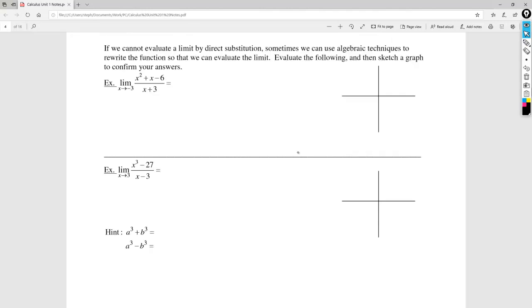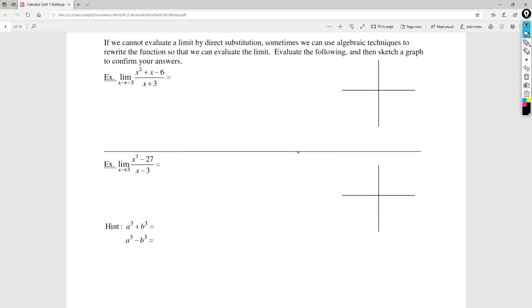Okay, so sometimes we will have to use algebraic techniques to solve my limit. Sometimes you will not get something good if you plug in negative 3. And this is something that we've actually talked about in the past. It's called indeterminate form. So let's take a look at what happens with that. So in this case here, I have x squared plus x minus 6 over x plus 3. Now if I plug in negative 3, right, I'll have 9 minus 3 minus 6, so 0, over negative 3 plus 3, which is 0. And again, this is what we call indeterminate form.